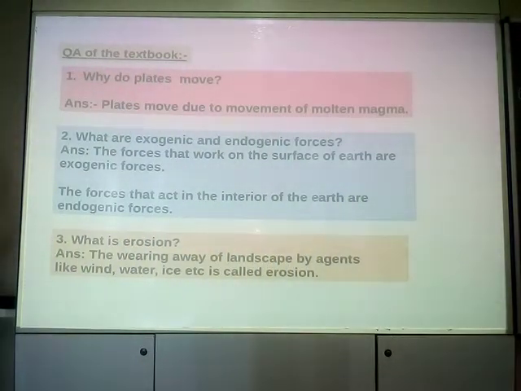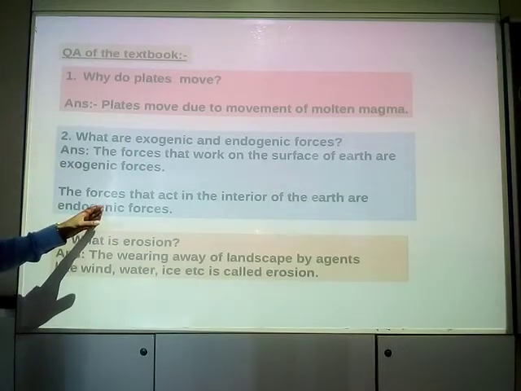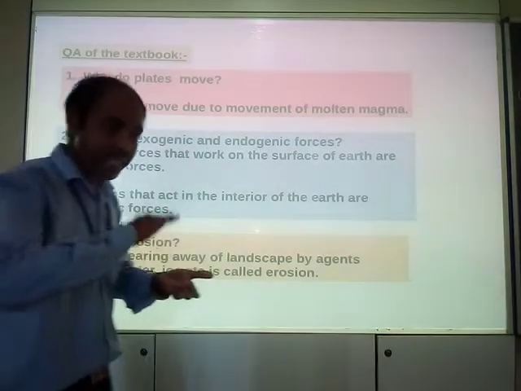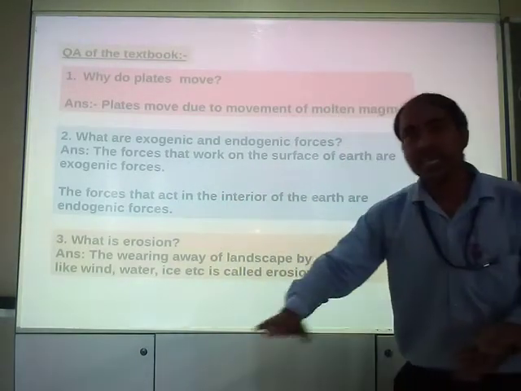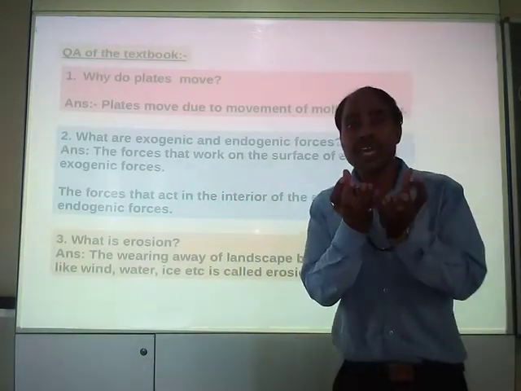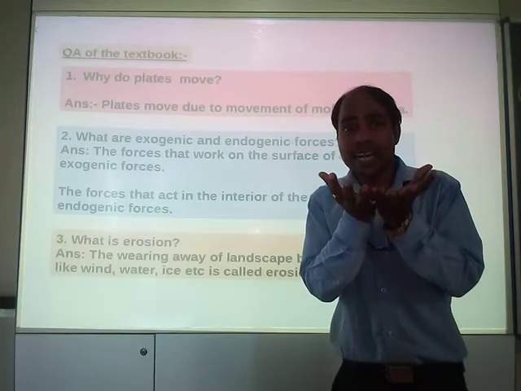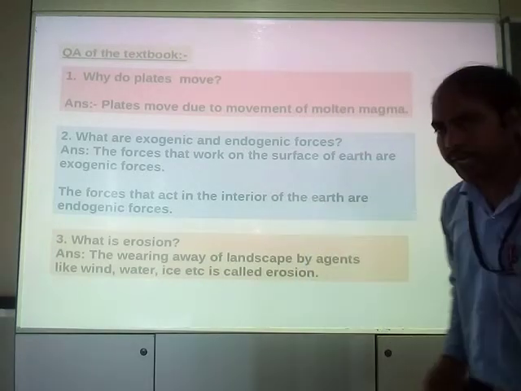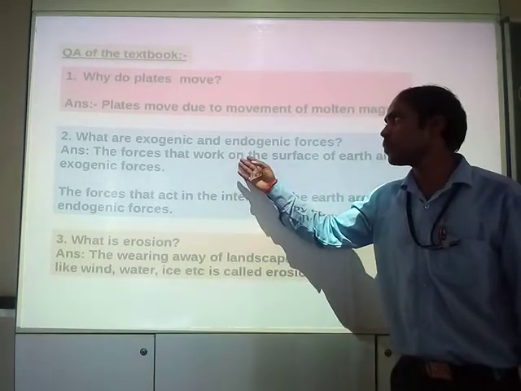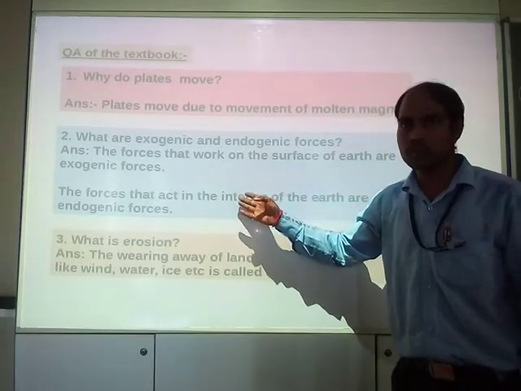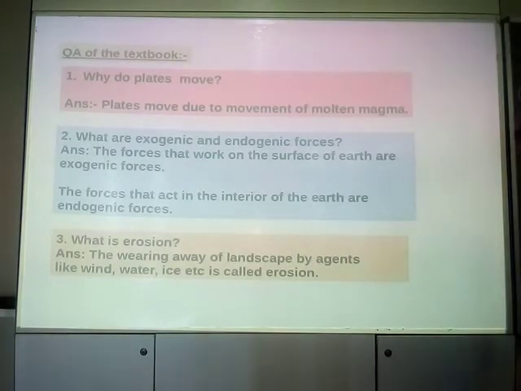So these are the important forces which time and again work on the surface or inside the interior of the earth, which makes the landforms change, right? So I think it is very simple. What are exogenic forces? What are endogenic forces? I don't think there will be any problem with this.